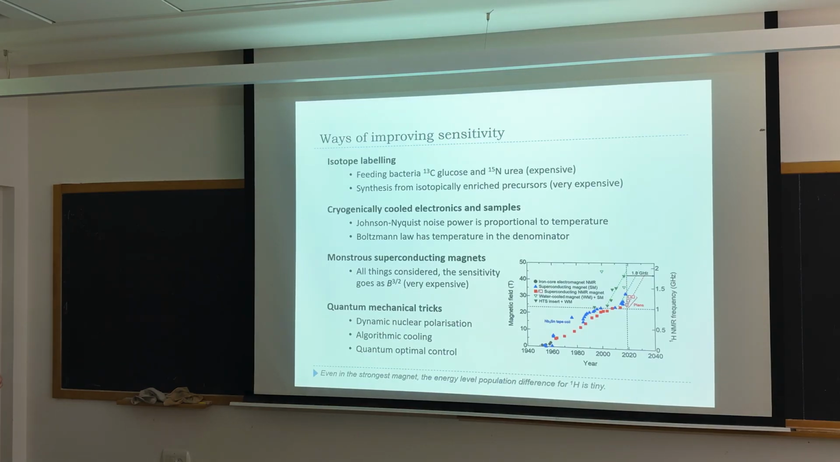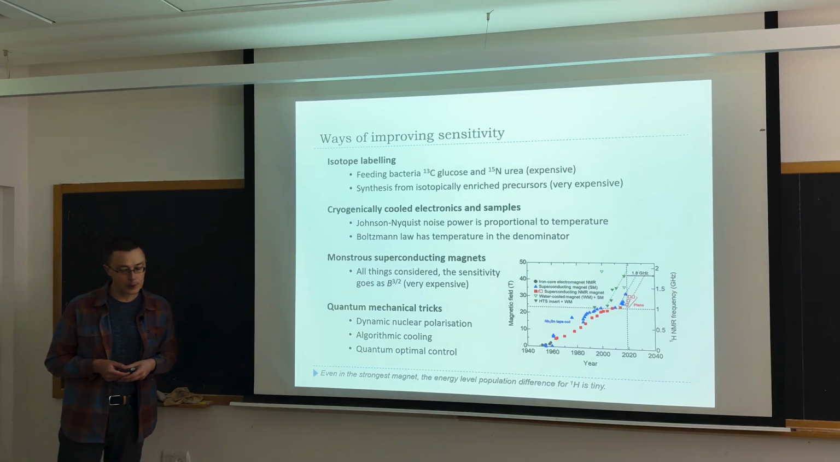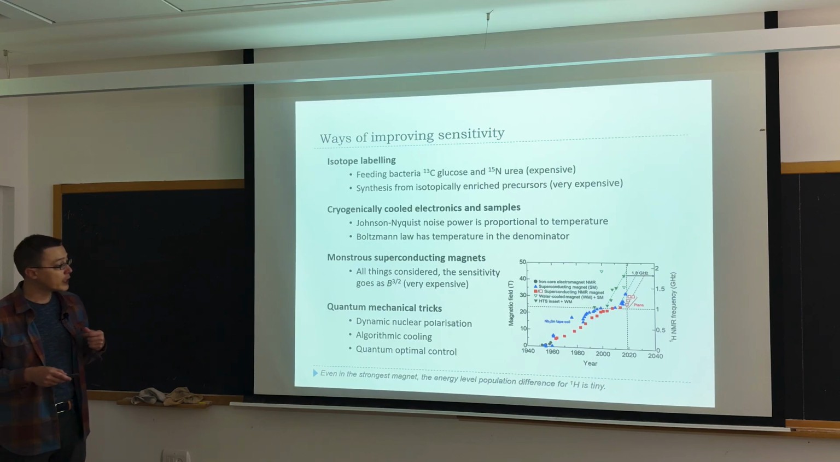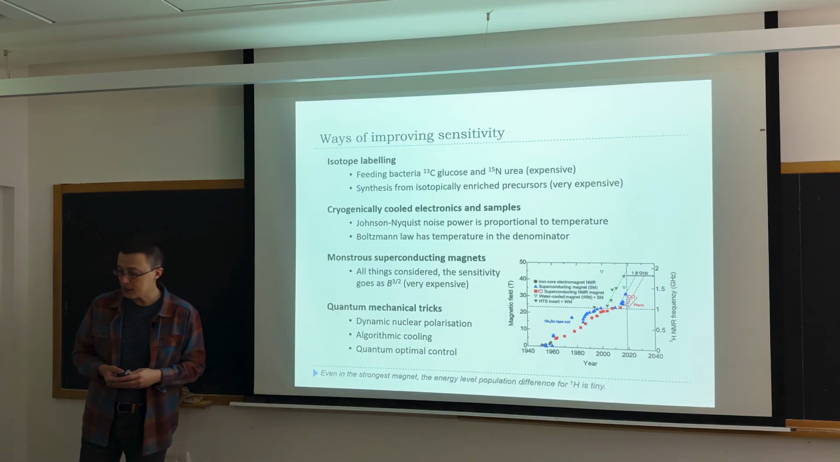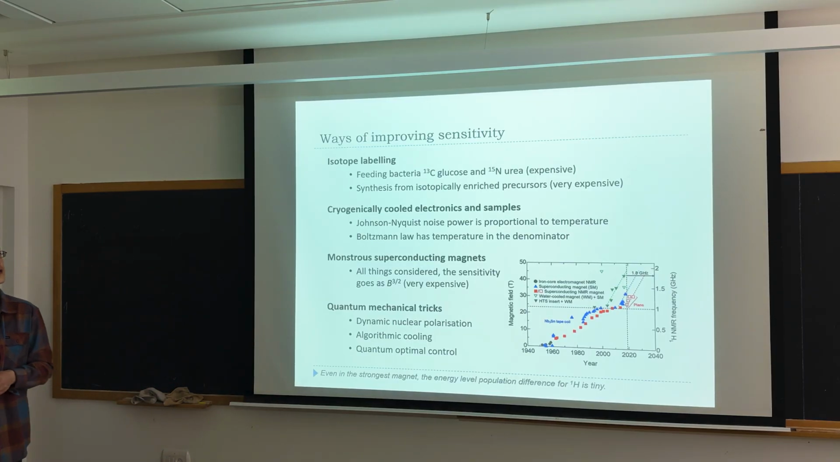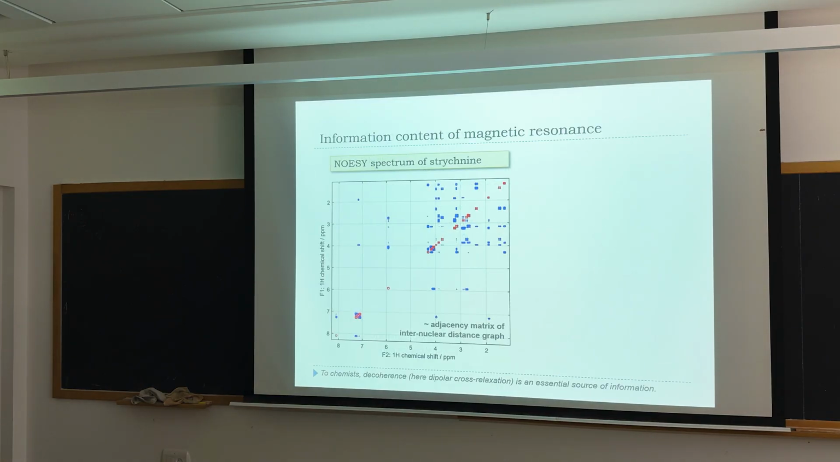And we can use quantum mechanical tricks as well. We can transfer polarization from easily polarizable particles like electrons. We can try and cool systems dynamically by, for example, continuously exchanging spins with the solvent. We can use quantum optimal control to reduce the intermediate losses in complicated experiments. But, well, this is all difficult. What you will constantly see as chemists and physicists when you are working with spins is the blasted low sensitivity. That's unfortunately a fact of life.